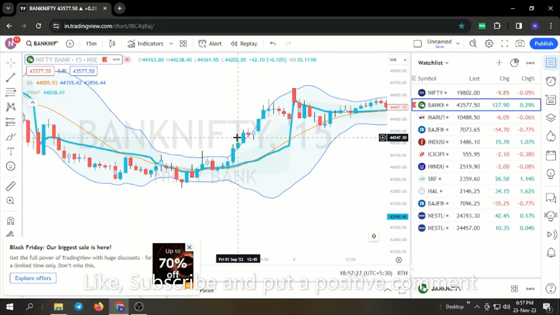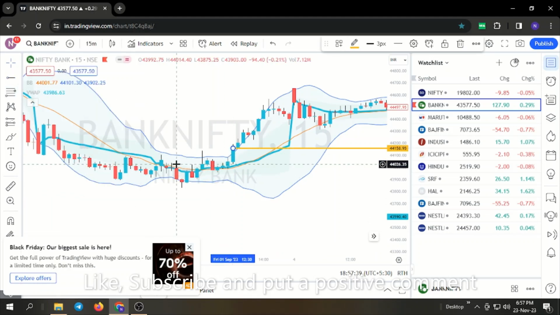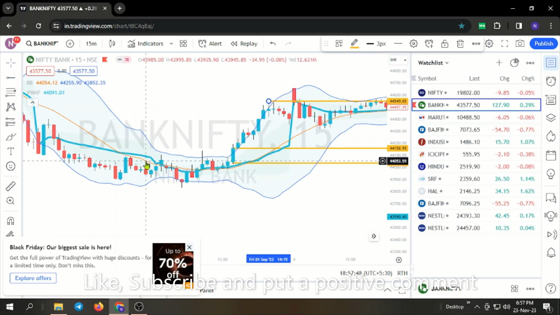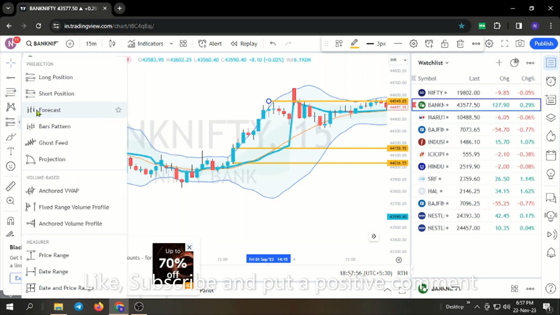This candle is almost 90% outside, occupying the top of the band. So entry, SL, your profit. If you work 1:2 or 1:3, then fix to that. Or else you should learn how to trail your profit.